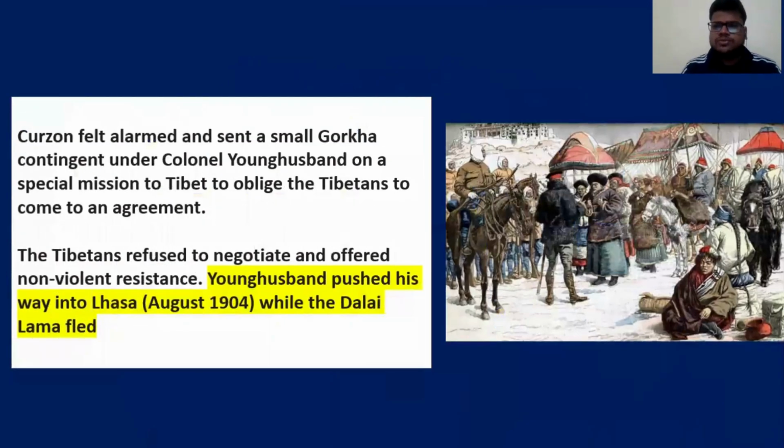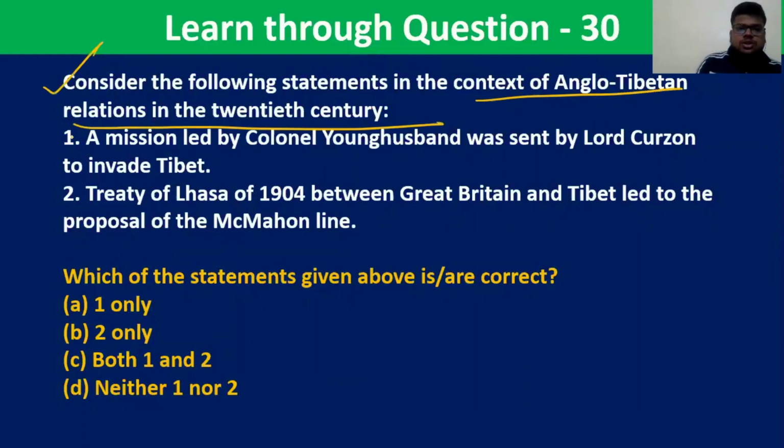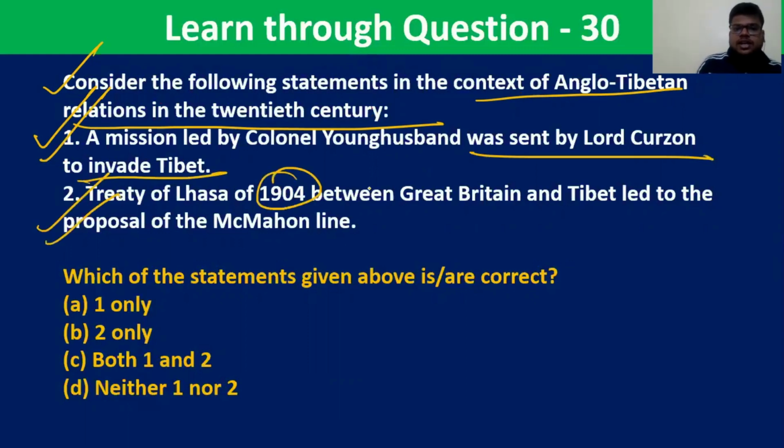Very small story of Tibet. We'll do one question and see it. For example, let us do this particular question. Consider the following statements in the context of Anglo-Tibetan relations in the 20th century. A mission led by Younghusband was sent by Lord Curzon to invade Tibet. A Treaty of Lhasa in 1904 between Great Britain and Tibet led to the proposal of the McMahon Line.